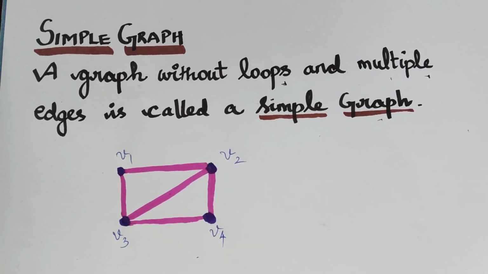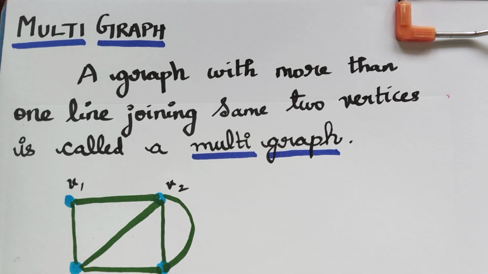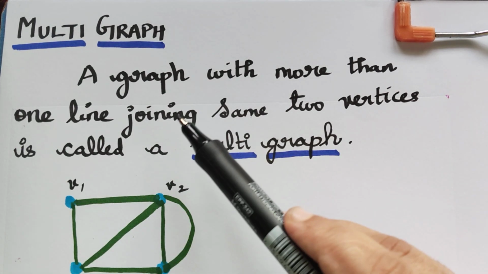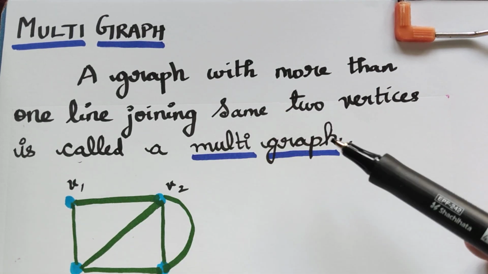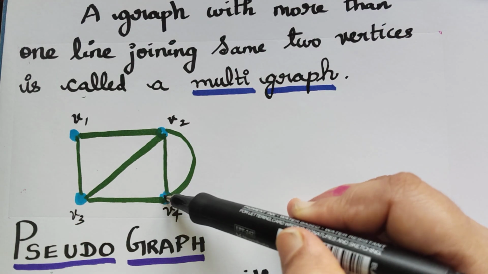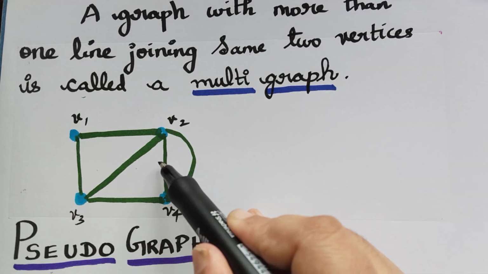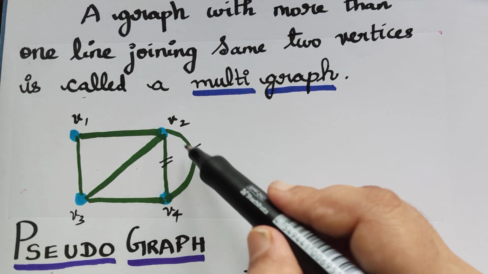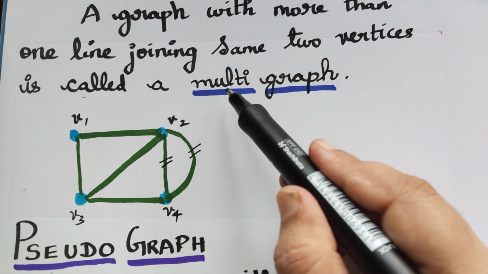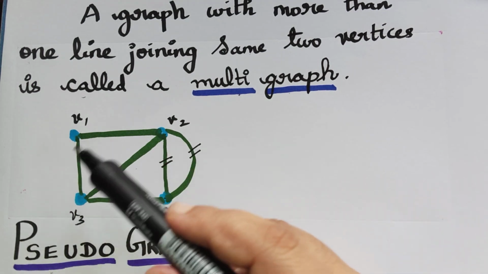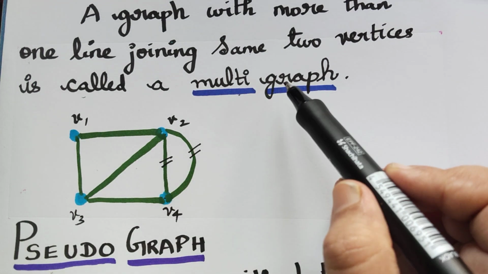Next, we shall move on to multiple graph or multi-graph. A graph with more than one line joining the same two vertices is called a multi-graph. Now for example, if you see, the vertices V2 and V4 have two edges joining them, that is this as well as this. So these are the multiple lines. So if multiple lines are joining two vertices in a graph, then it is said to be a multi-graph. And very importantly, there will be only multiple lines and not loops in such a graph. Then it is known as a multi-graph.